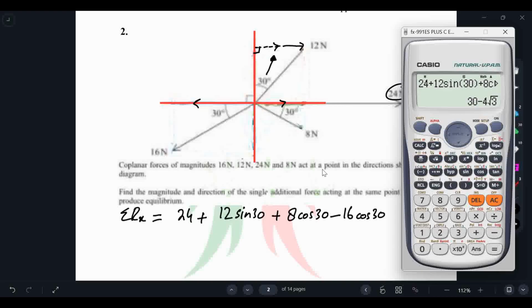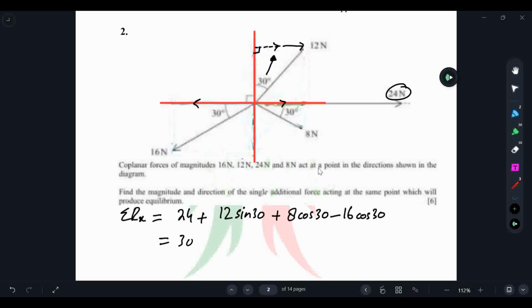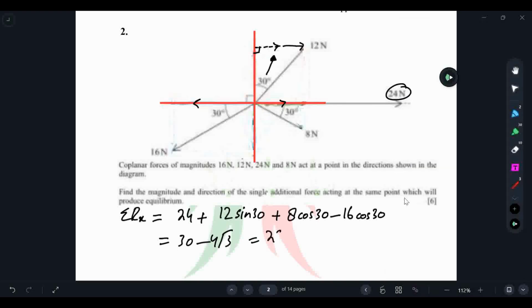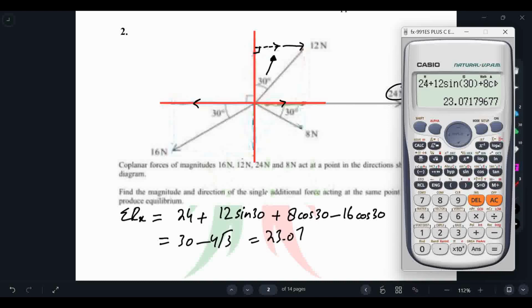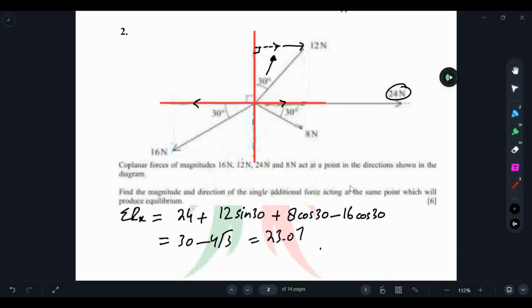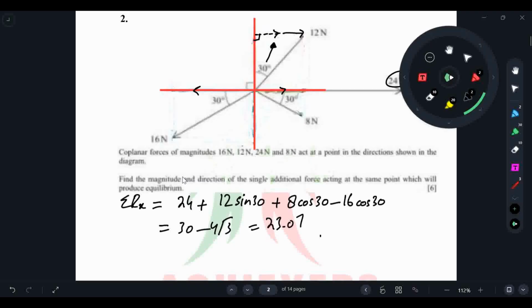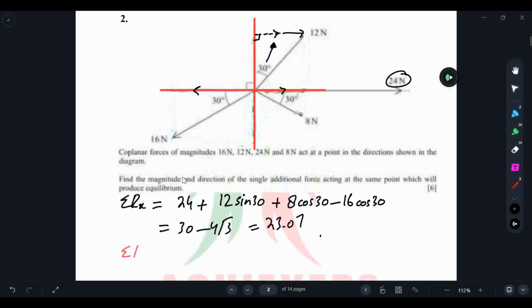I hope this is clear to all of you. So the horizontal component is 30 minus 4 square root of 3. Let me check whether it is a positive or a negative number: it is 23.07. Yes, 23.07. Okay, now let's find the vertical components. The summation of Ry is equal to, the vertical component of the 24 Newton force will be 0, because it is a pure horizontal force.